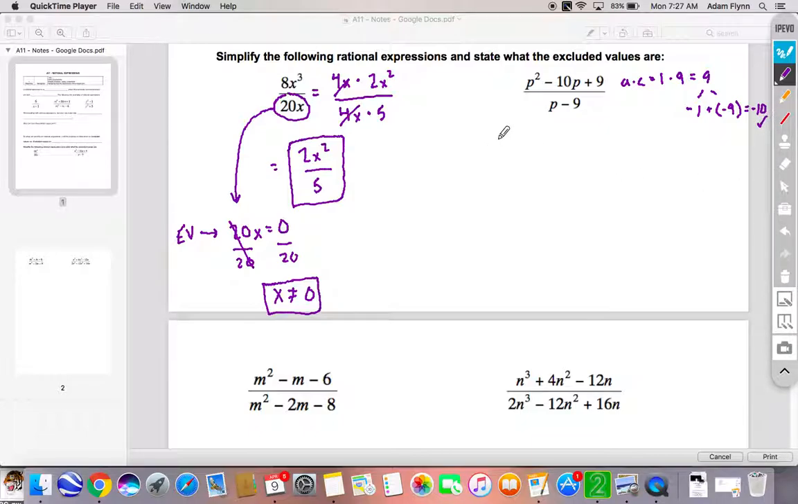Okay, so I can rewrite the top as p minus 1 times p minus 9, over p minus 9. So I've got a p minus 9 up top and down bottom, so I can cancel them out. So I'm left with p minus 1.